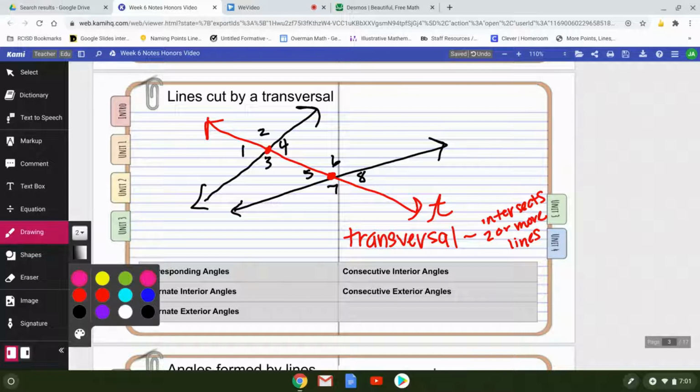Corresponding angles are angles in the same position, but just on two different lines that the transversal touches. So for instance, if I look at angle 1 and angle 5, if I were to slide those angles down the transversal, the number 1 would end up on top of the number 5. They're not the same size, but they are called corresponding angles. Angle 1 and angle 5 are corresponding angles. They're in the same position.